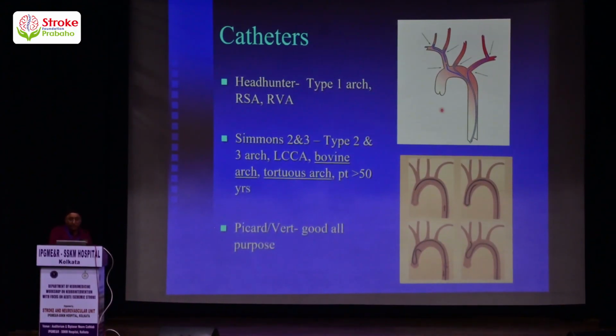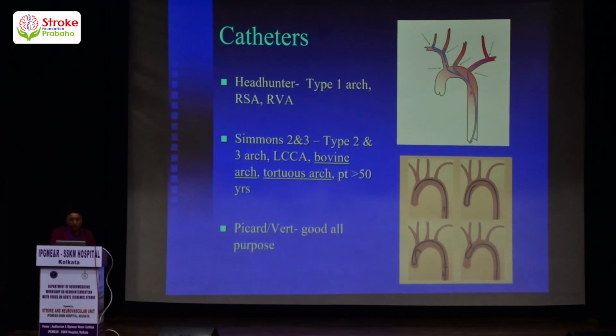So if it is a type 1 arch, the head hunter works very well. What you have to do is place your catheter in the aortic arch, and then just drop the catheter, and most of the time you are easily able to catheterize the supraortic vessels of the innominate artery. Then you catheterize the right common carotid artery, go to the right subclavian artery, and then if the ostium is normal, go to the right vertebral artery. Then just drop the catheter to the left side, and you are able to catheterize the left common carotid artery, and drop more, then you are able to catheterize the left subclavian artery.